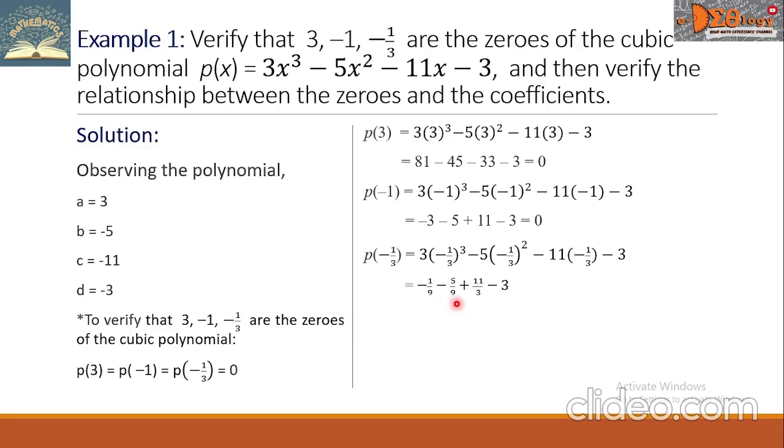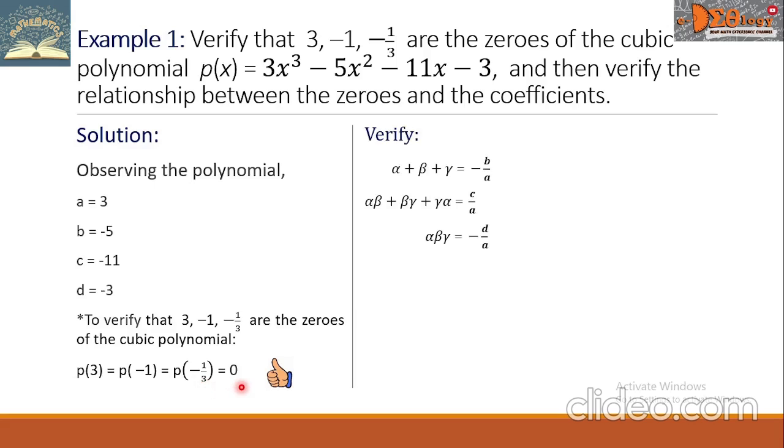When we combine the first two fractions, we will get negative 6 over 9 and simplify to be negative 2 over 3. When we combine positive 11 over 3 minus 3, we will have positive 2 over 3. The negative 2/3 plus positive 2/3, we will get 0. Thus, the p of negative 1/3 is 0. We are able to show that p of 3 is equal to p of negative 1 is equal to p of negative 1/3, all equal to 0.